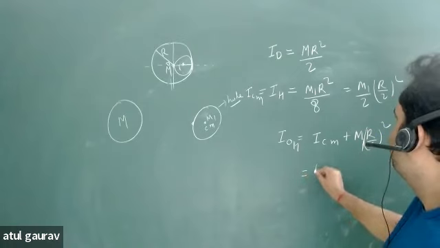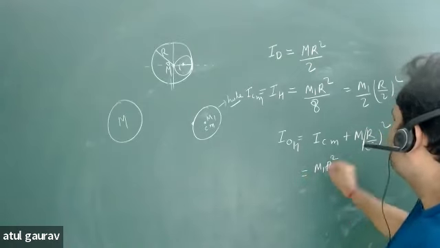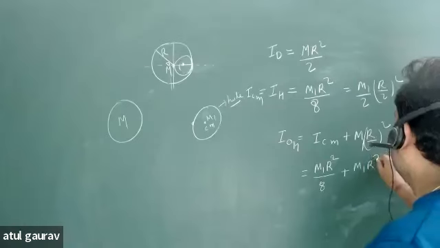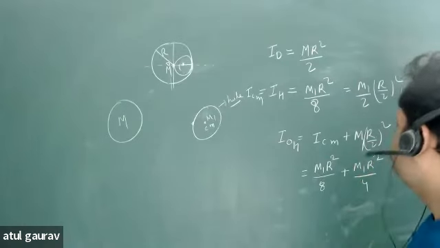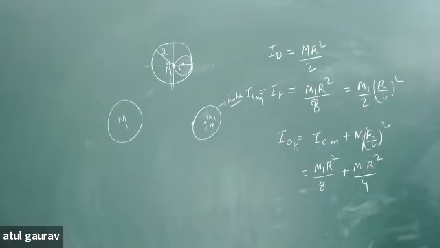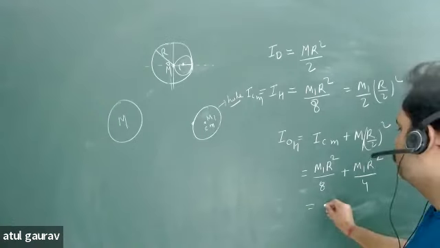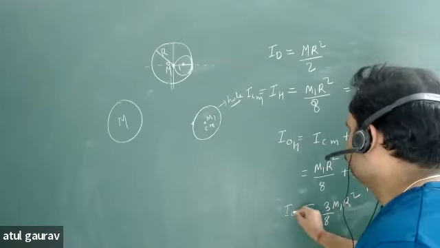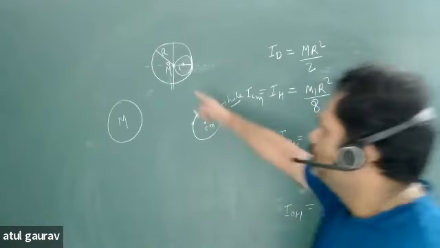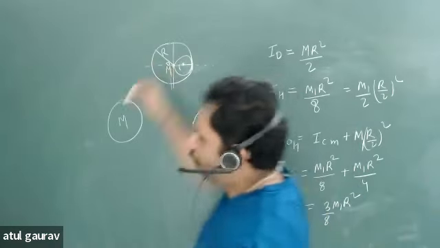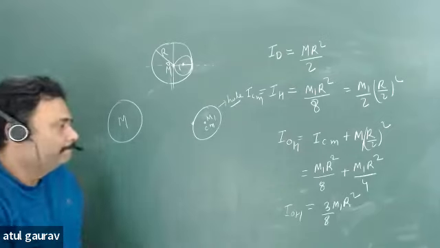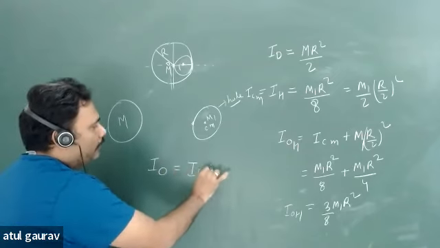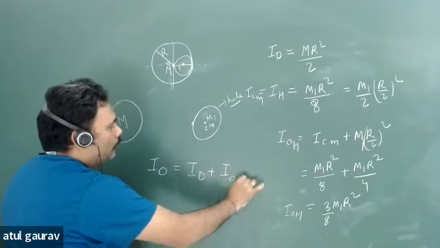So this value is m1 r square by 8 plus m1 r square by 4, isn't it? Yes. And what is this value? 3 by 8 m1 r square. I about O. This is your point O of the whole. Now, what will be the moment of inertia of the complete system? IO of the complete system is equal to ID plus IO of the whole.